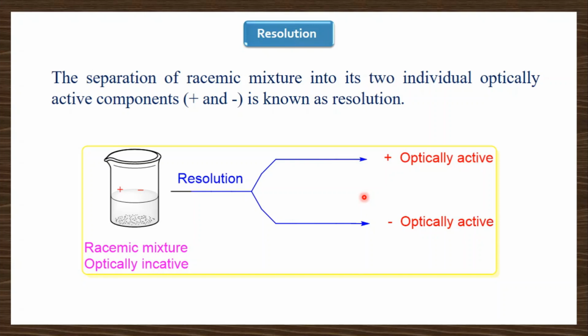You separate them directly. Plus separate, minus separate, and once they are separated, they show optical activity, and both plus and minus have the ability to rotate plane polarized light. So plus rotates to the right hand side and minus rotates to the left hand side. This is all about your resolution. Okay, any question?